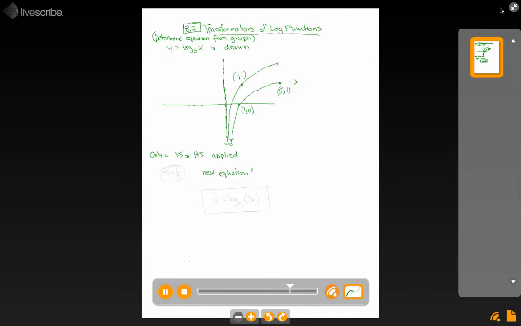If I look carefully at the point that is labeled (1, 1), it kind of gives it away. If the original graph went through (5, 1) and this one goes through (1, 1), it must have been a horizontal stretch by a factor of 1/5. Now, if we think all the way back to chapter 1, when you horizontally stretch something by a factor of 1/5, your equation changes from x to 5x. So the graph that we have drawn, the second graph, is actually y equals log base 5 of 5x. Same as the first graph, but just horizontally stretched by a factor of 1/5.